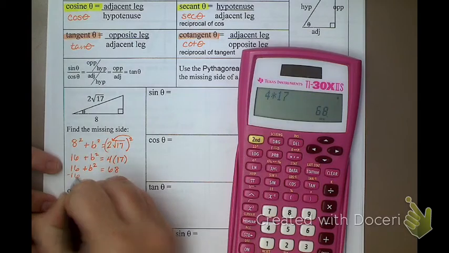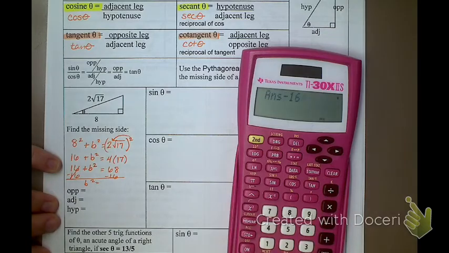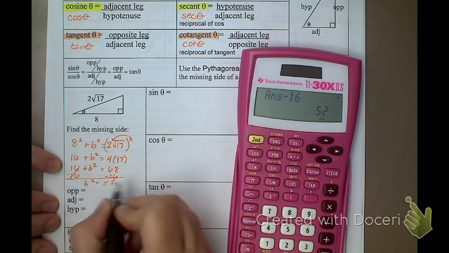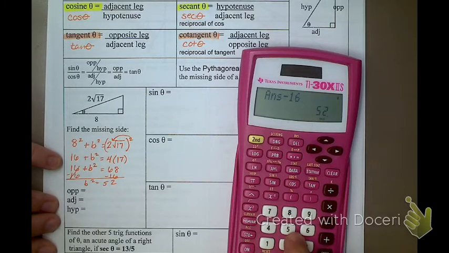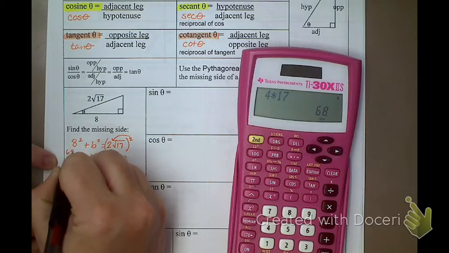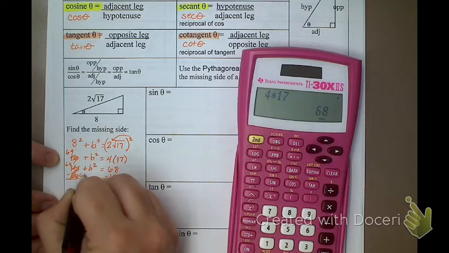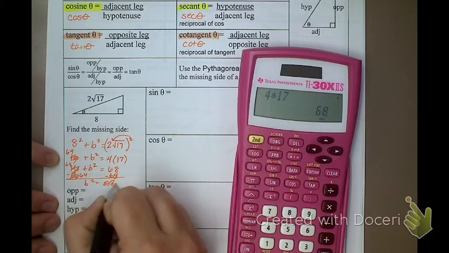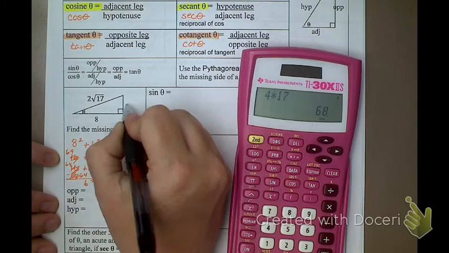So if I move that 16, that means that b squared equals 52. And b equals, did I do that wrong? 4 times 17 is 68. I did do this wrong because 8 squared is not 16. It's 64. That's what I get for trying to do stuff while I'm sick. 64. So I'm not subtracting 16, I'm subtracting 64. And 68 minus 64 is 4. So if b squared is 4, then what does b equal? It equals 2. That's a lot nicer.